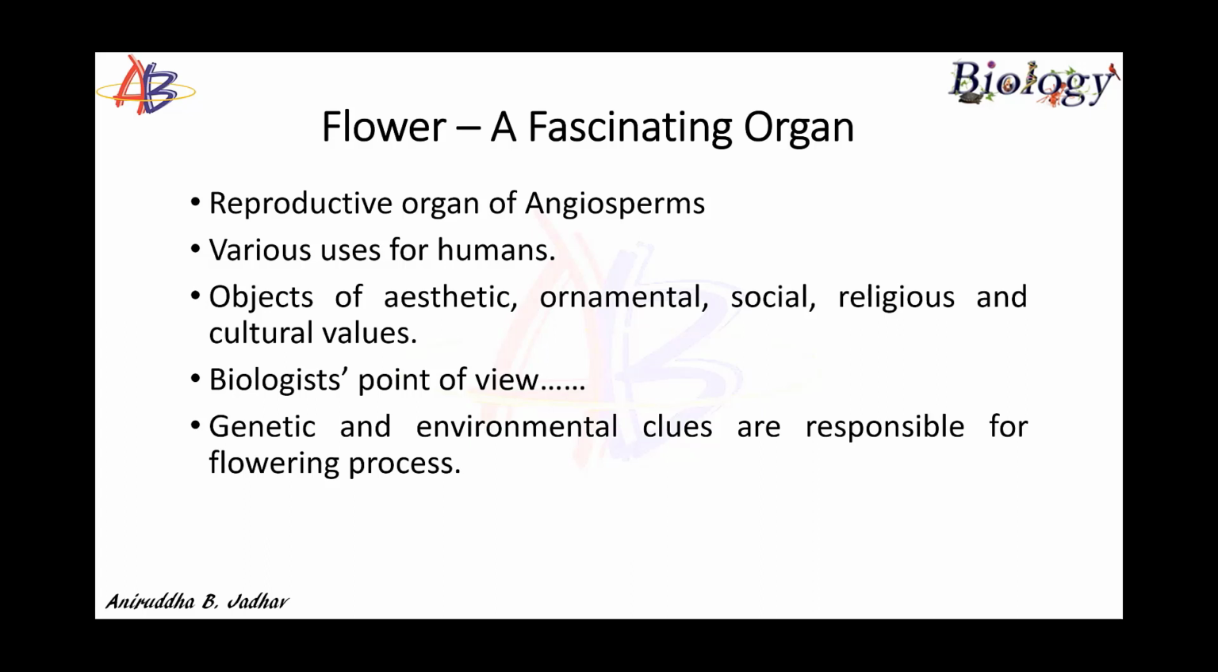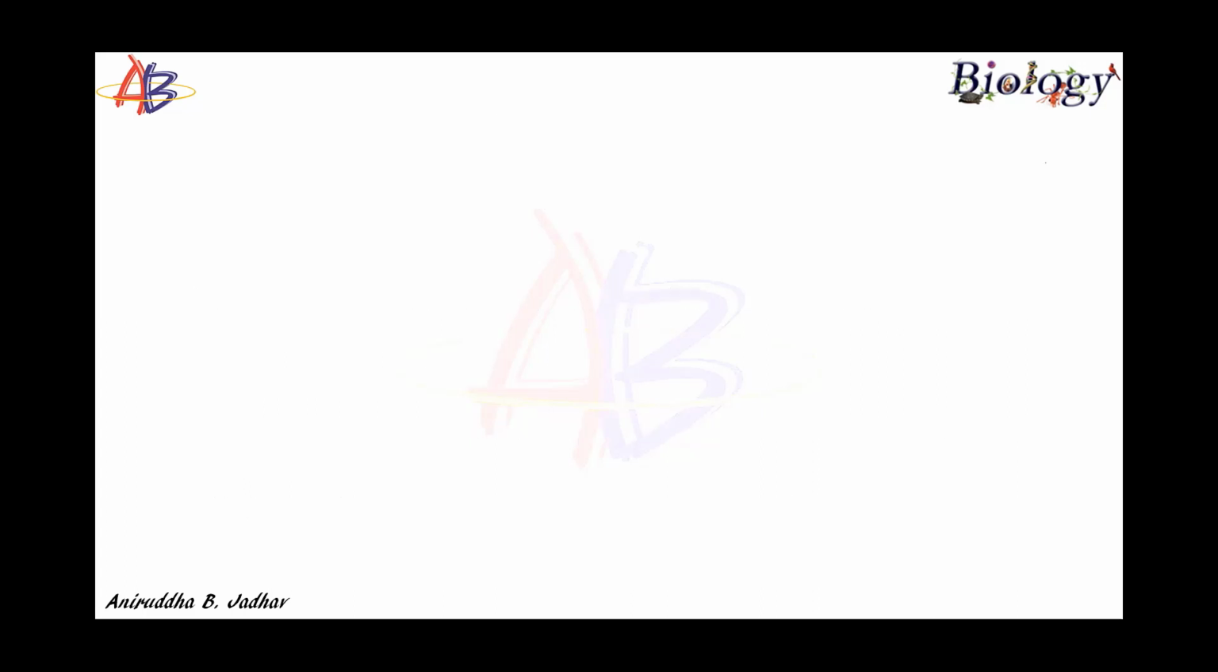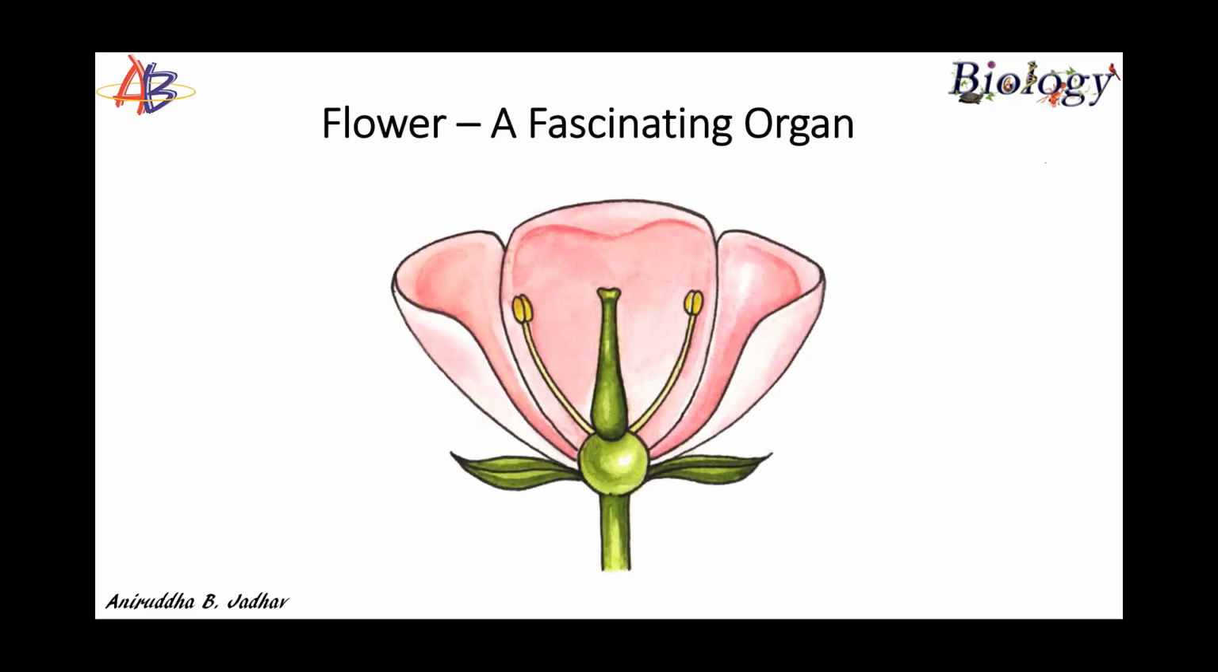In a typical angiosperm flower, there are four whorls, or we can say four parts, which are attached to a common part called receptacle or thalamus. So every part of the angiosperm flower is originating from a common part, or they are attached to a common part called receptacle or thalamus.